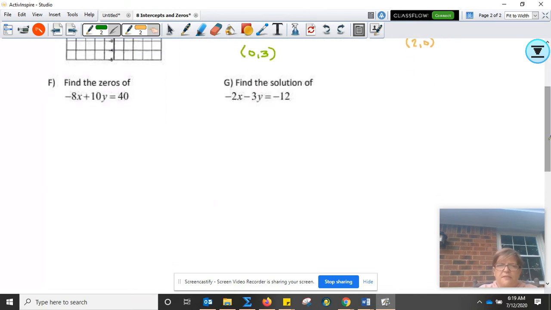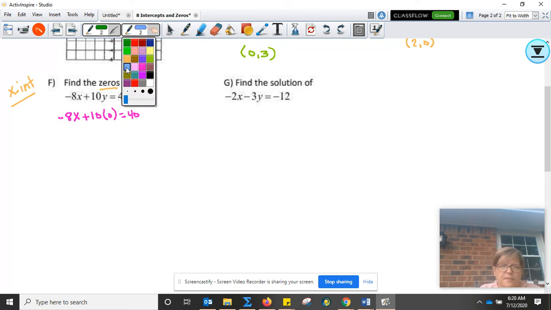Now, find the zeros of -8x plus 10y equals 40. Now remember, your zeros is the same thing as saying your x-intercept. Zeros, roots, solutions, that's the same thing. Okay, so to find your x-intercept, we want to plug in 0 for y. So let's do it. So we have -8x plus 10 times 0 equals 40. And 10 times 0 is just going to be 0. So this goes away.